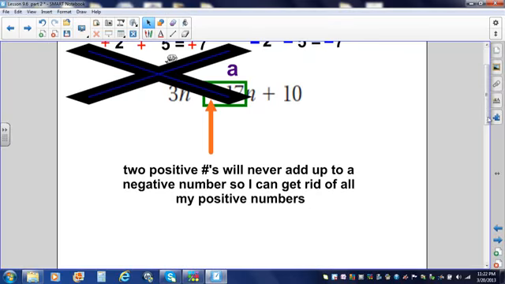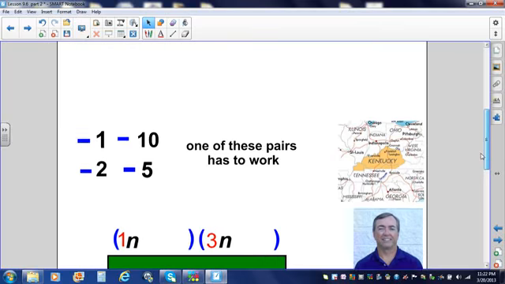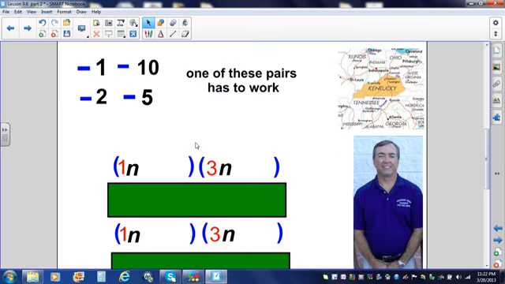So I'm going to use a little bit of process of elimination. That means one of these pairs has to be the correct combination. So you should have parentheses 1n, leave yourself a space, parentheses, parentheses 3n, leave yourself a space. One of these pairs has to work. So why don't we try a -1 here and a -10 here. Or we could put -2 here and we could put -5 here. One of these pairs has to work, but we're not sure which one.